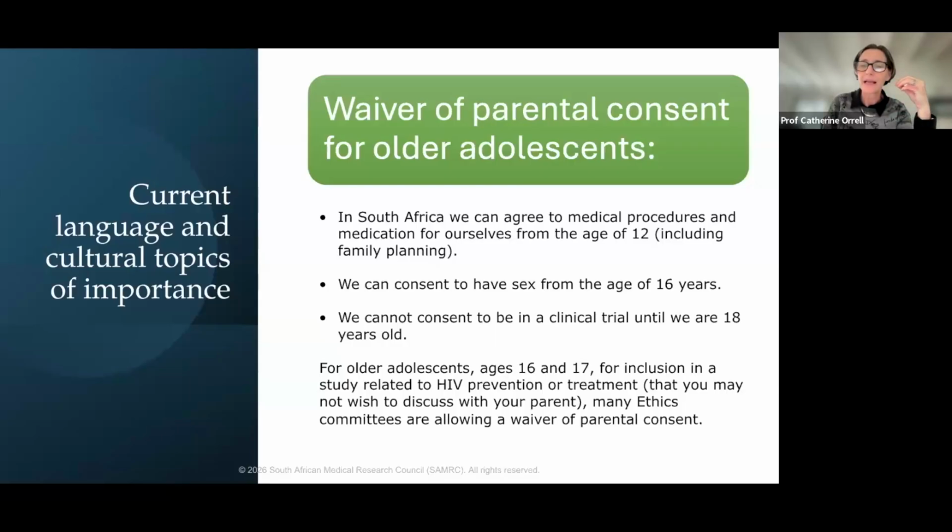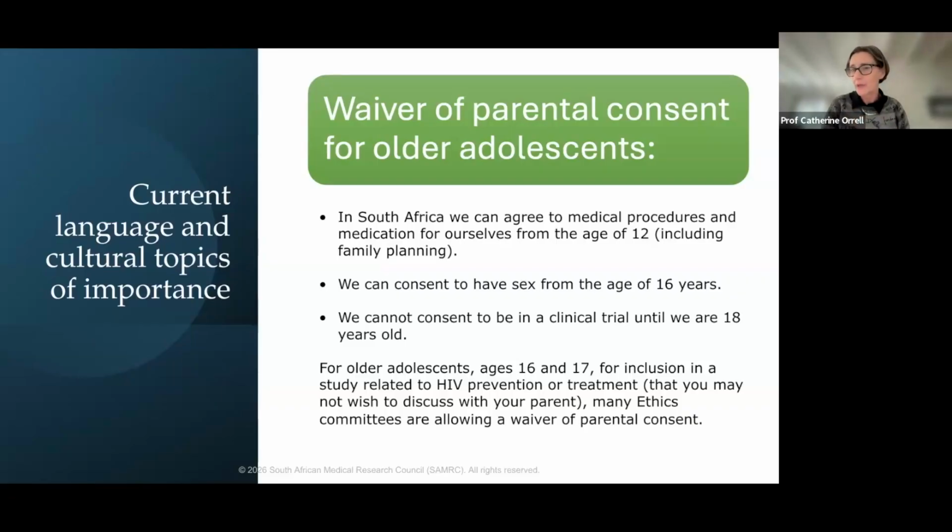So for adolescents between the ages of 16 and 17, the ethics committee at the University of Cape Town has started to ask us whether or not our community would agree with a parental waiver for those 16 and 17-year-olds so that they can sign consent as full adults. They don't have to disclose to their parents that they're on the study, that they're having sex, or that they're taking medication for HIV prevention, and they can join as full adults in that process. That is something that we go to each of our communities to ask.